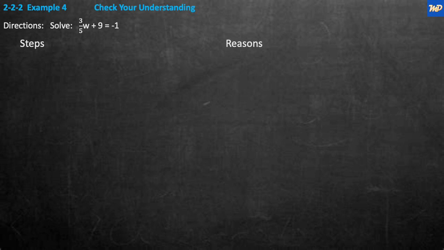Okay, example 4. Check your understanding. As you know, I'm going to ask you to pause the video and try this out on your own. And you can go back to the previous slide to get a hint as to what you're doing and what the words are for the reasoning. It'll all be pretty much exactly the same. Different numbers, but basically the same. Our equation is 3/5 W plus 9 equals negative 1. I'm going to wait for you, and then we'll go through these steps one at a time, okay? I'll wait for you. So give it a try.